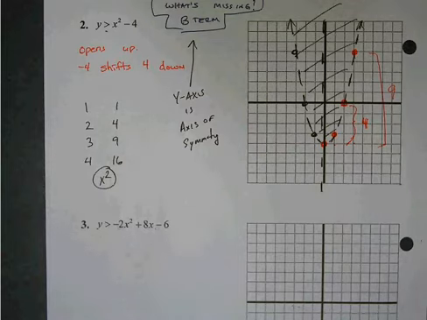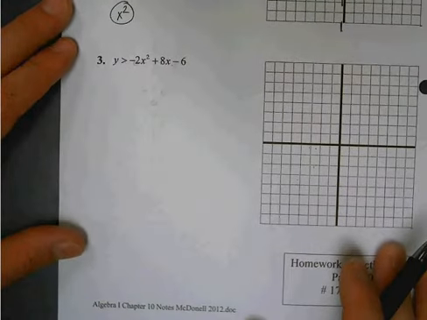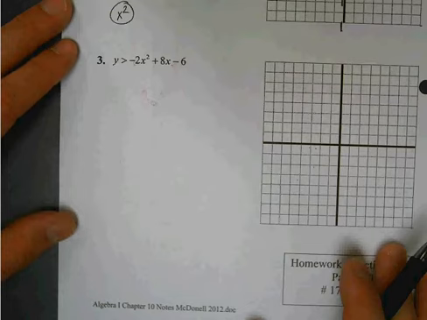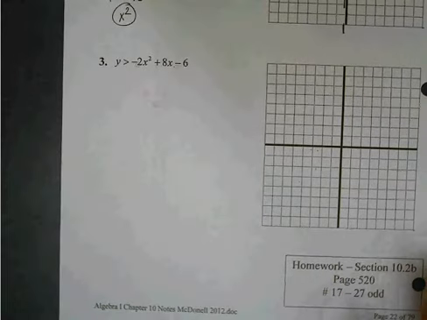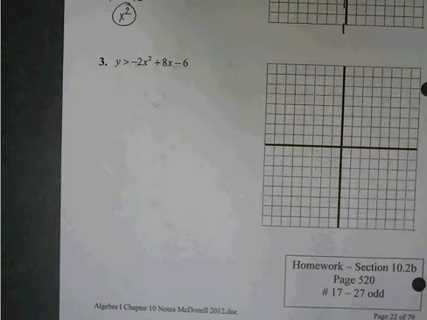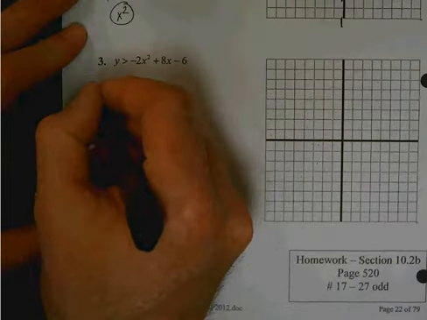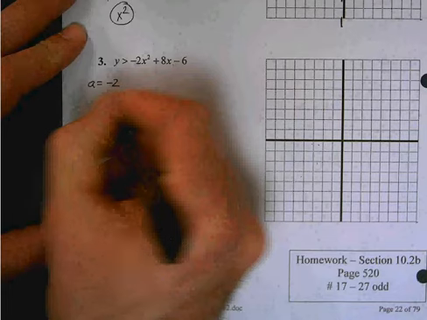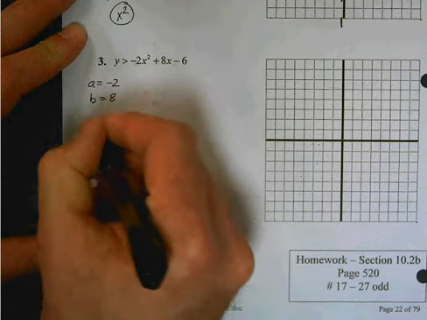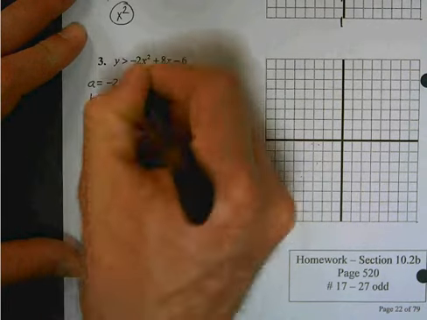All right, our last one. Negative 2x squared plus 8x minus 6. What do you notice? It's going down. Okay. What isn't missing? The b. So is it a full-blown problem? Yeah. So let's write down our a, b, and c. a equals negative 2, b equals 8, c equals negative 6.